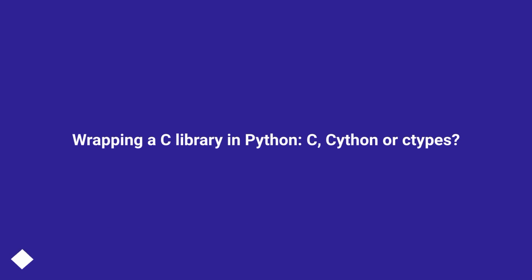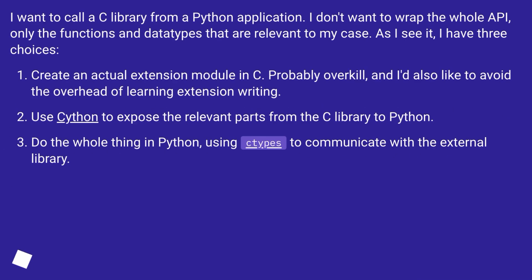Wrapping a C library in Python: C, Cython or ctypes? I want to call a C library from a Python application. I don't want to wrap the whole API, only the functions and data types that are relevant to my case. As I see it, I have three choices.